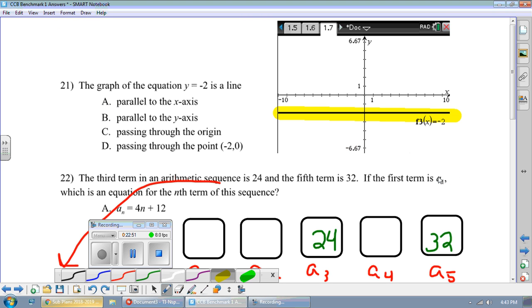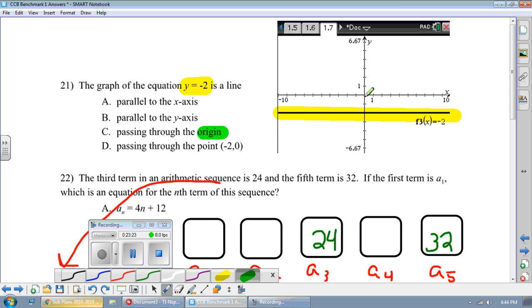The graph of the equation y equals negative 2 is a line. Okay, so I looked at what is the line y equals negative 2. It looks like this. Is it parallel to the x-axis? Remember, parallel means always the same distance apart, kind of like railroad tracks or the lines on the road. Is it parallel to the y-axis? Is it passing through the origin?